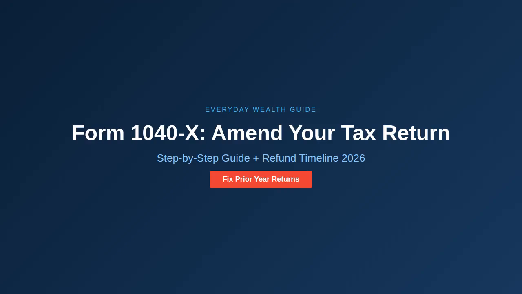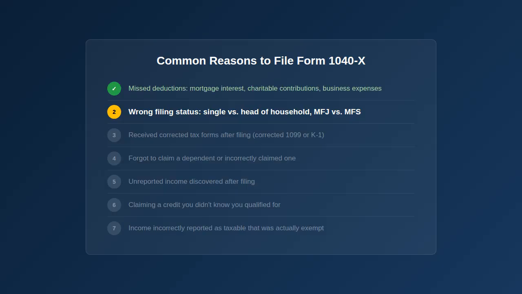Did you file your taxes and then realize you missed a big deduction, claimed the wrong filing status, or forgot to include some income? The good news is you can fix it, and today we're going to show you exactly how to use Form 1040-X to amend a previous tax return and potentially get a refund you're owed. Let's start with the reasons people need to amend.